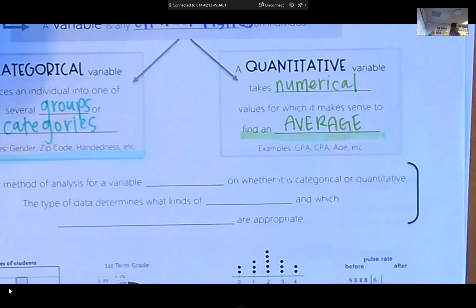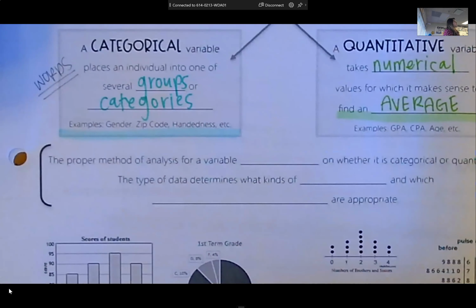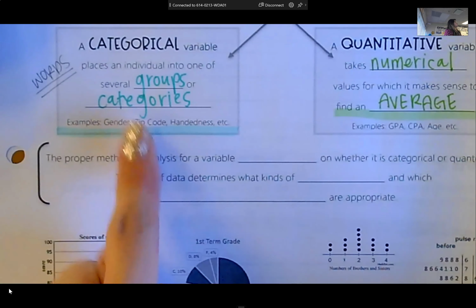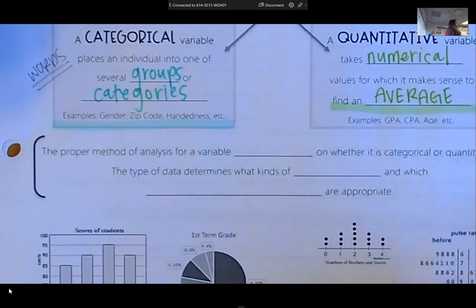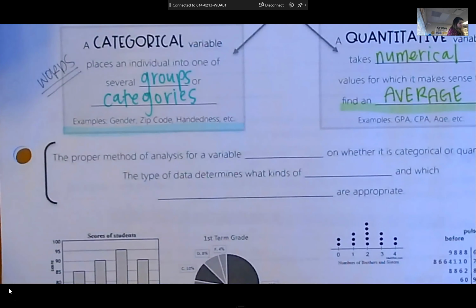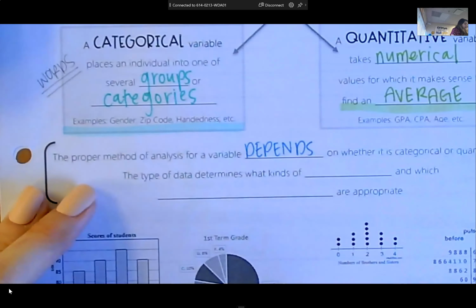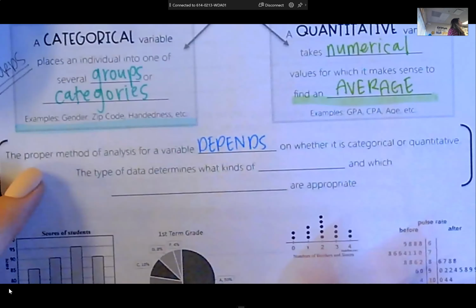GPA, CPA, age, score. If I would have looked at your scores, I would have placed you within a quantitative data analysis. But remember, I wasn't looking at your score, I was looking at your specific grade. The proper method of data analysis for a variable depends on whether it's categorical or quantitative.